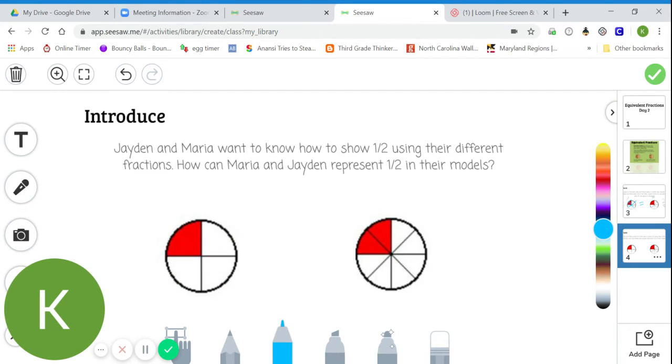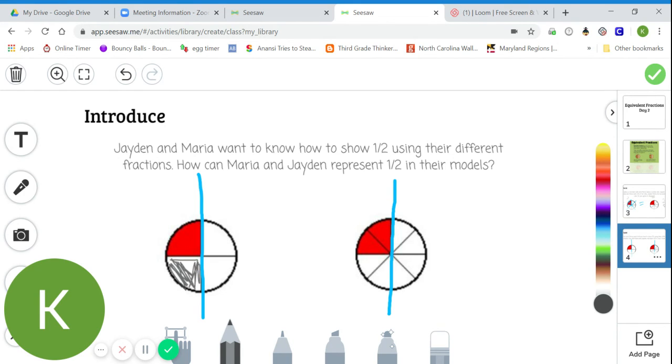Let's try another example. Jaden and Maria want to know how to show 1/2 using their different fractions. How can Maria and Jaden represent 1/2 in their models? I know if I cut these circles right down the middle, I'm going to end up with 1/2. Now, you might be able to tell right now, I don't have 1/2 yet because I still have to finish shading. So let's shade the pieces necessary to get to 1/2, starting with this one.